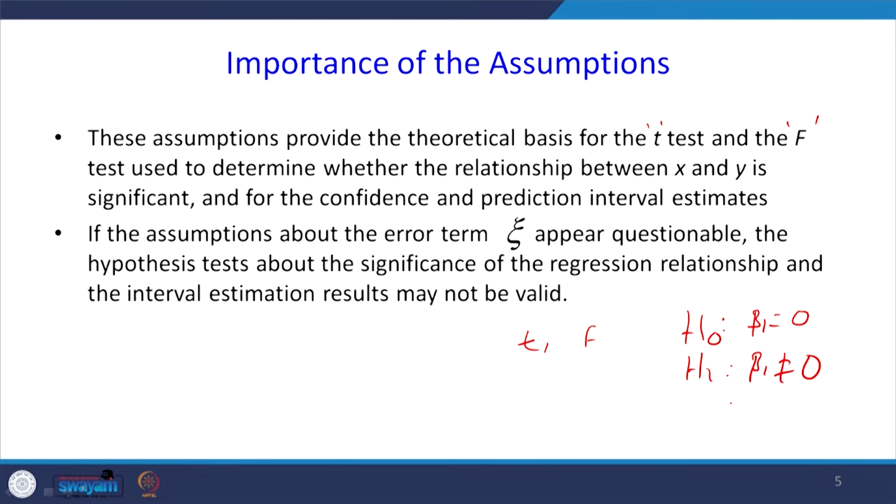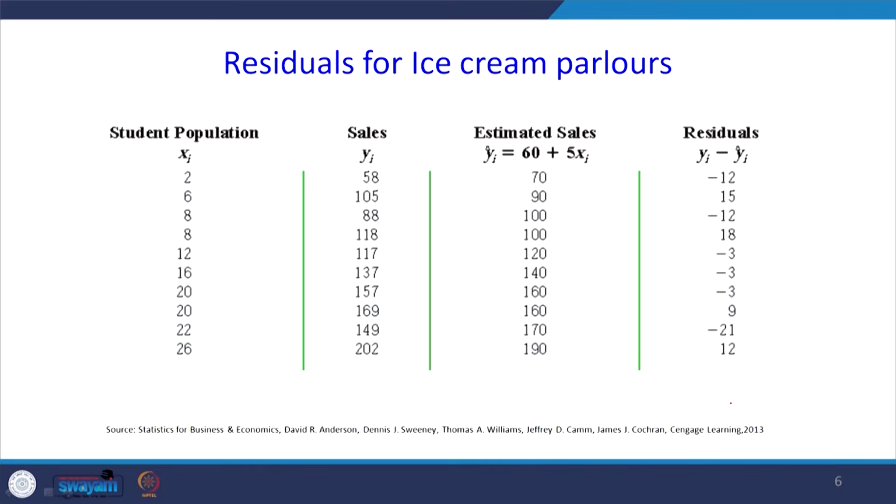So, to validate those assumptions, the assumptions about the error are more important. If the assumptions about the error term epsilon appear questionable, the hypothesis test about the significance of the regression relationship and the interval estimation results may not be valid. That is why we have to verify these assumptions. We will take an example.